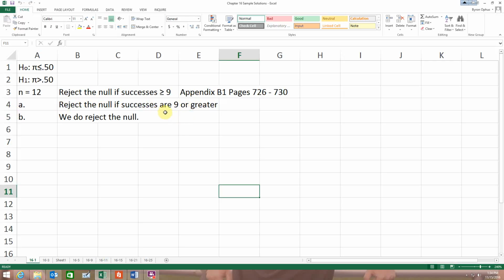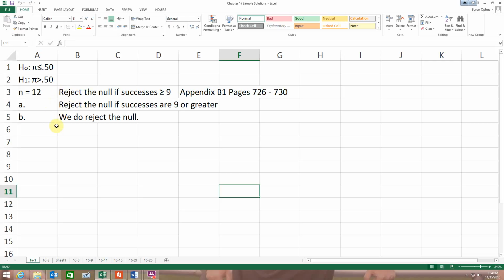For B, it says that there were 9 successes. What is your decision regarding the null hypothesis? It's greater than or equal to, so we would reject the null. Your guys' is a two-tailed test.